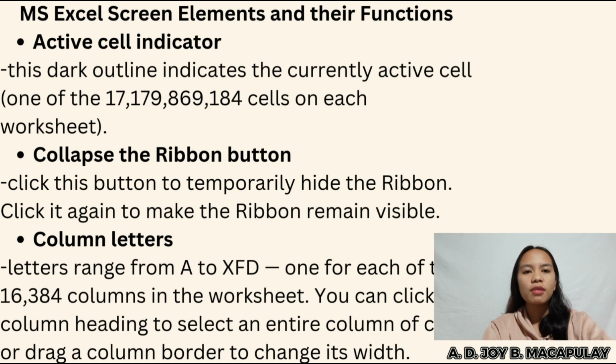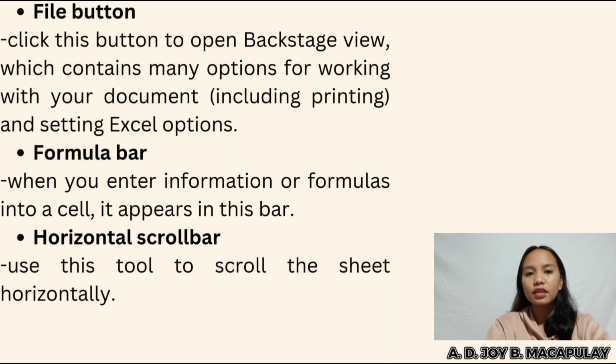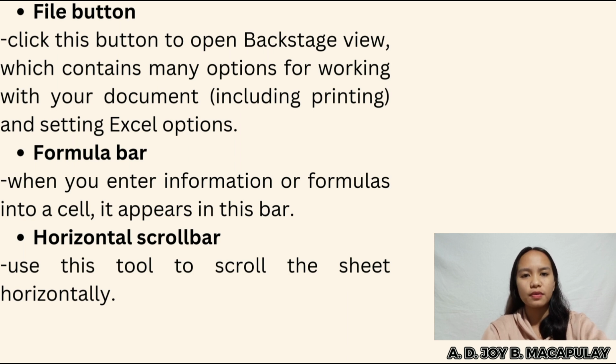Now, let's talk about the File button. This opens Backstage view, which contains many options for working with your documents and setting Excel options. Fifth is the Formula bar. Enter information or a formula into a cell and it appears in this bar. Next, the horizontal scroll bar. This tool is used to scroll the sheet horizontally.